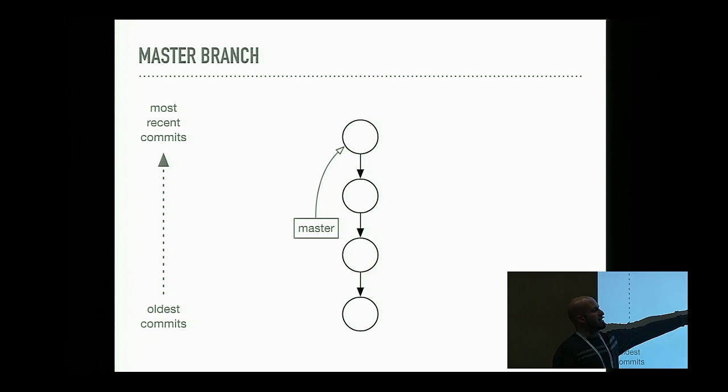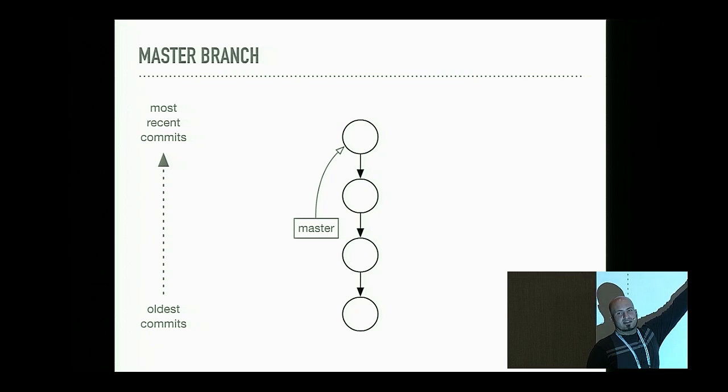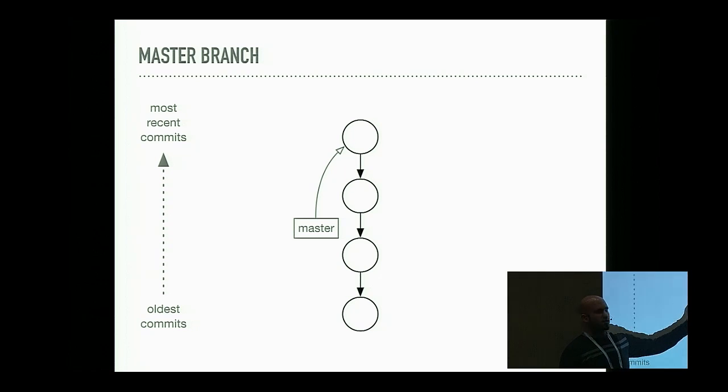Whereas when we have this handy master pointer, we can always say, just go back to master. And it says, oh, I know where that is. That's this commit right here. And every time you add a new commit, it updates this. So you can always say, just get me the latest commit. And it always knows exactly where that is because of this pointer.